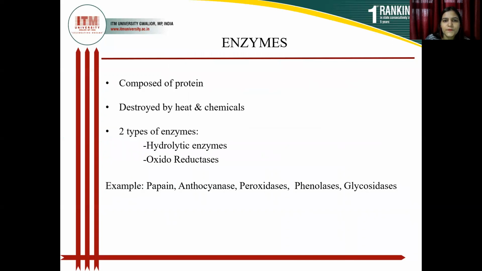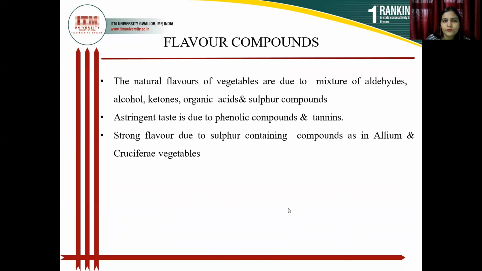5 to 5.6. Enzymes are composed of protein and destroyed by heat and chemicals. These enzymes, in the form of protein, are inactivated and destroyed in the presence of heat and chemicals. The two types of enzymes are hydrolytic enzymes and oxidoreductase enzymes. Examples are papain and anthocyanins, peroxidase, phenolase, and glycosidase. These are the enzymes.